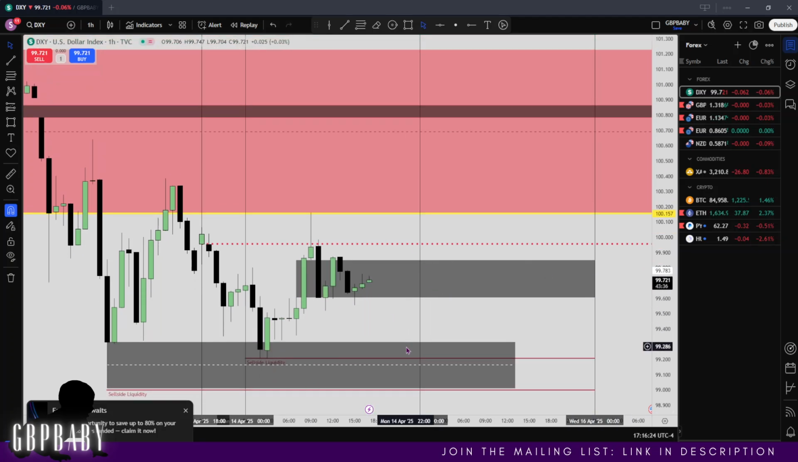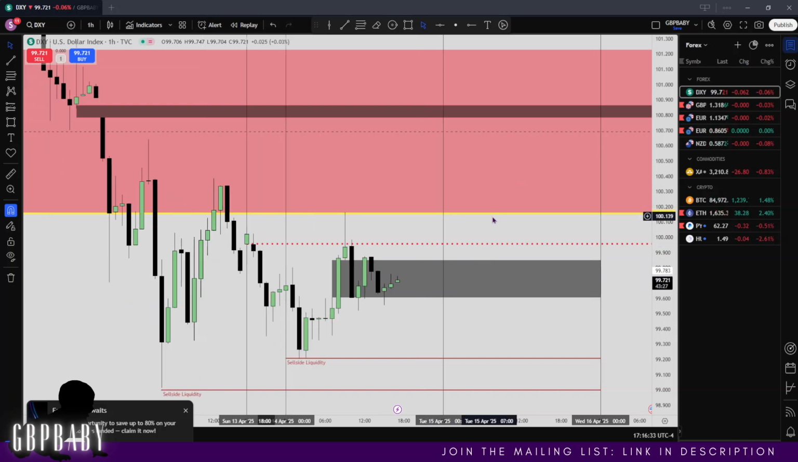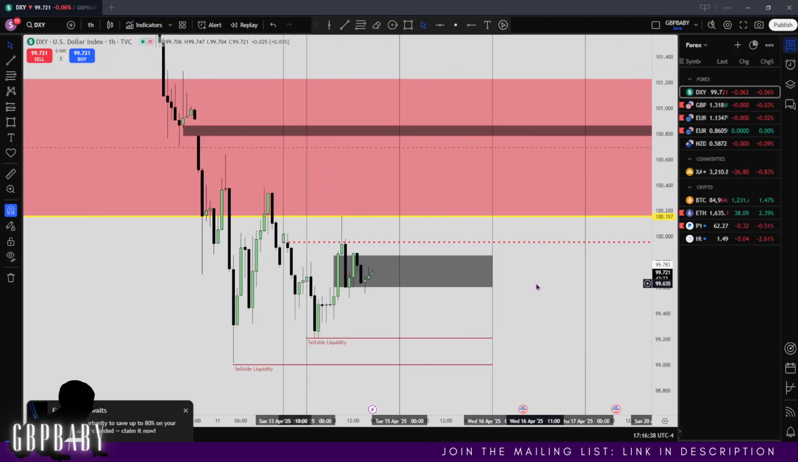But again, mainly I'm just focused on this box, and once we leave it, we should be able to look for a setup around it, depending on the time of day, to either go short on the back of it or go long on the back of it. Yeah, quite complicated, but nonetheless should be an interesting day moving into Tuesday and Wednesday.